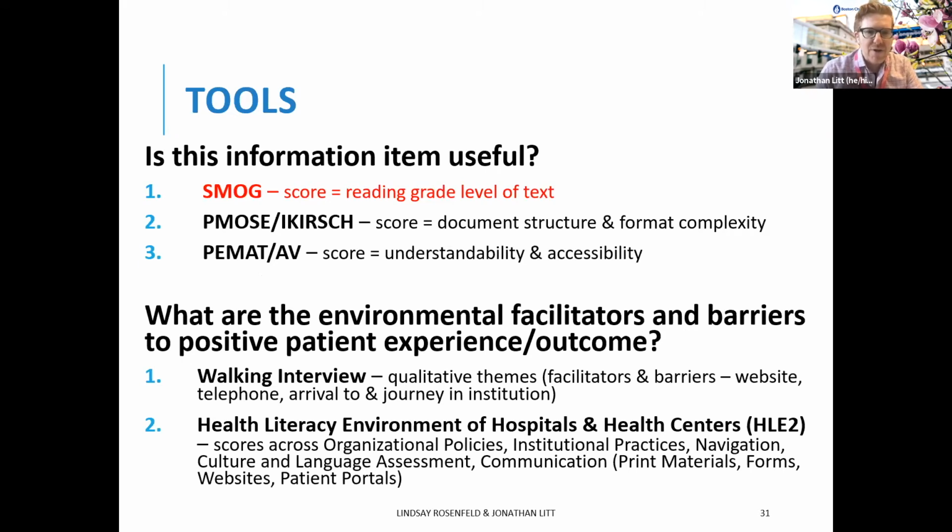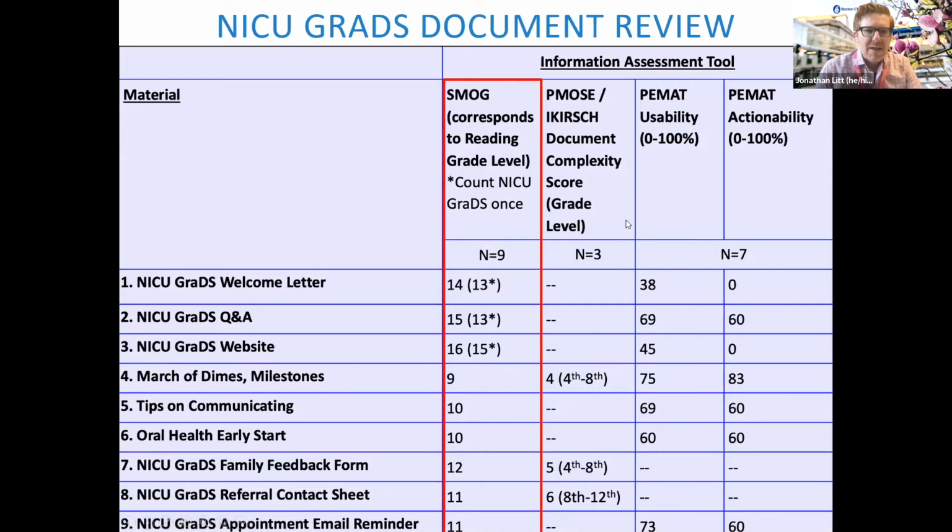And the first tool is the SMOG score, which is an assessment of the reading grade level of a given text. In this next slide, you'll see that we sampled just a representative 9 different written items that we generally use and give out to families who come and participate in our program.